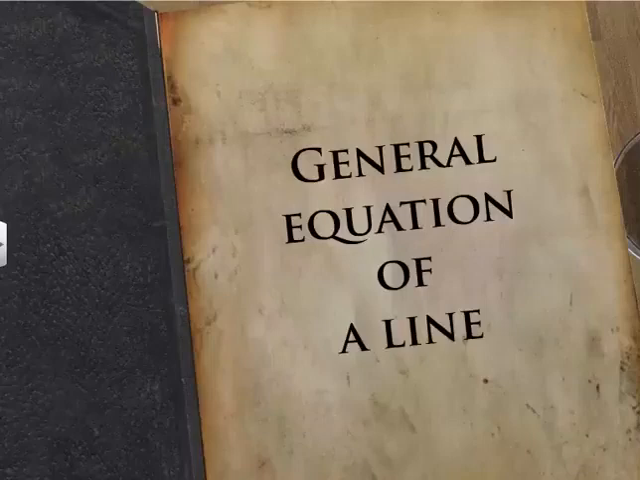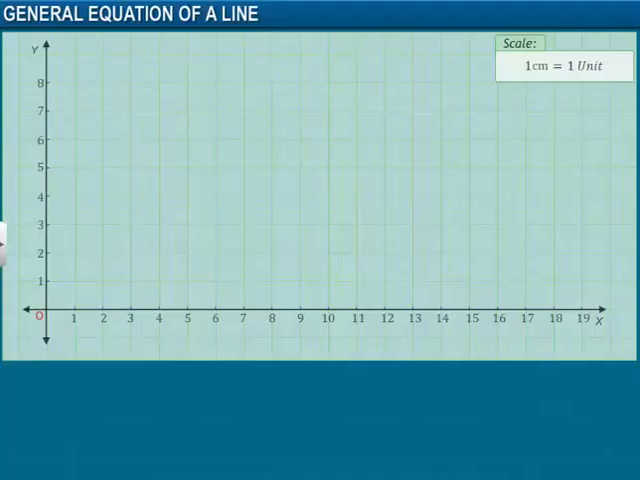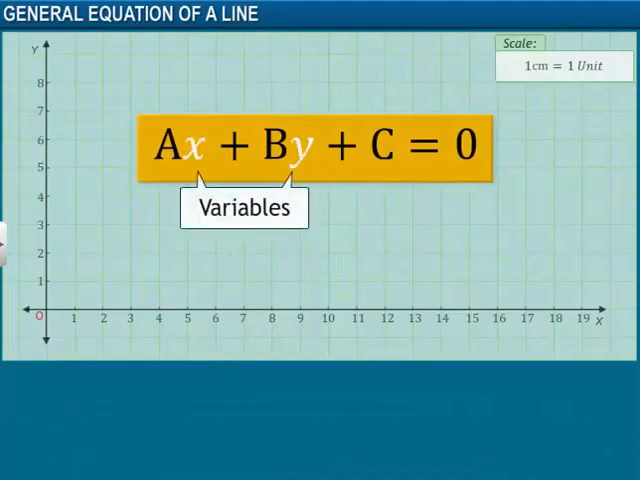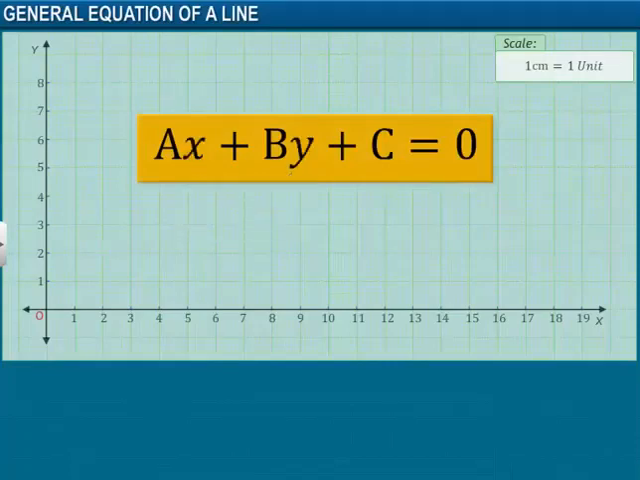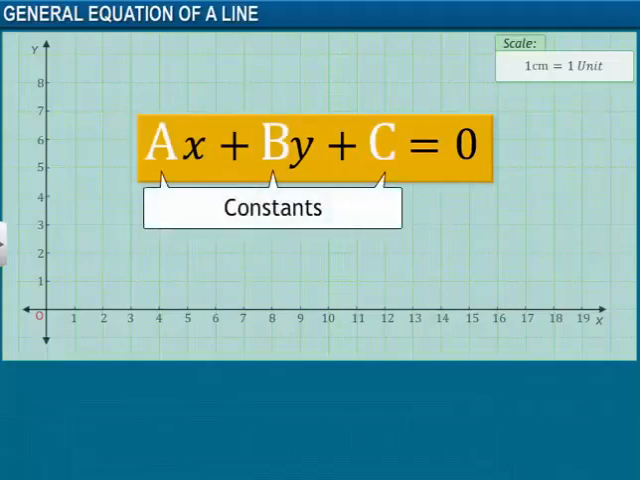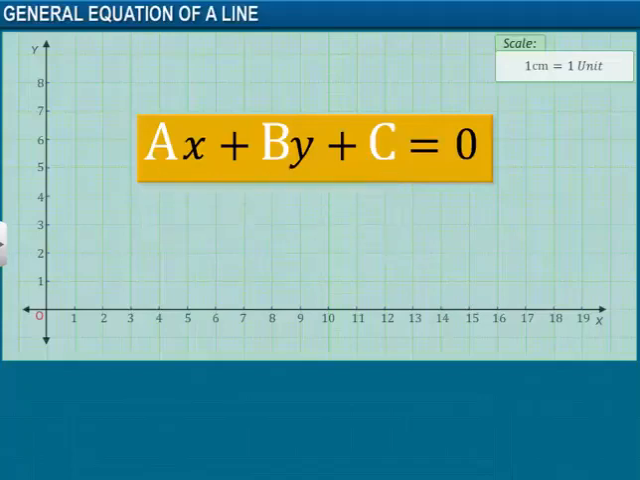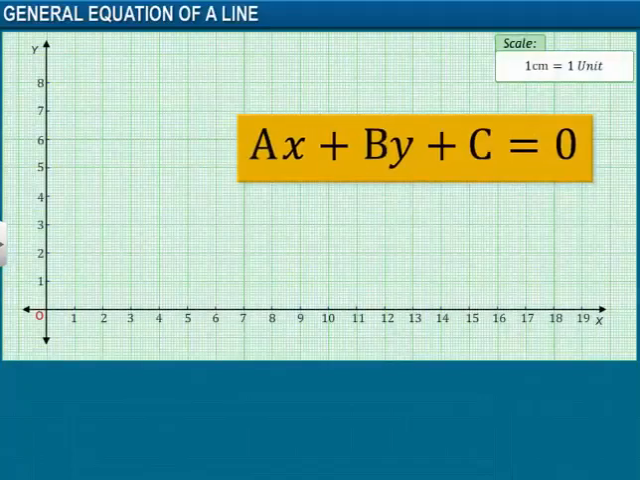In this module, you will learn about the general equation of a line and how to reduce it to its other forms. You are already familiar with first-degree equations in two variables. Here, a, b, and c are real constants such that both a and b are not equal to 0 simultaneously. The graph of an equation of this form is always a straight line.